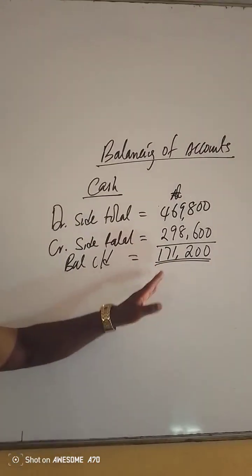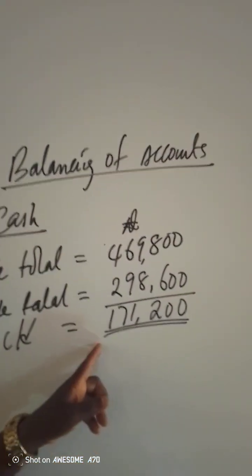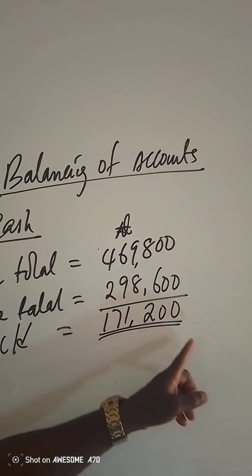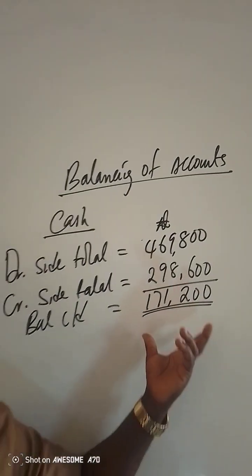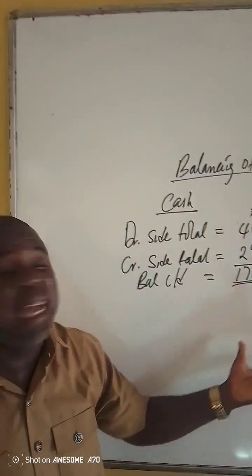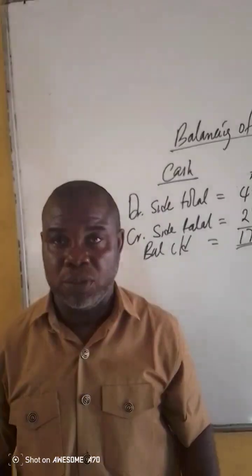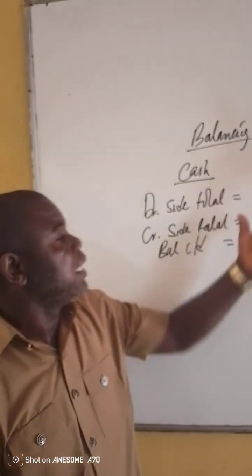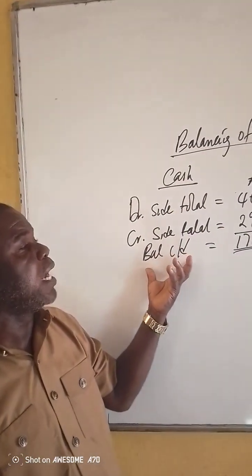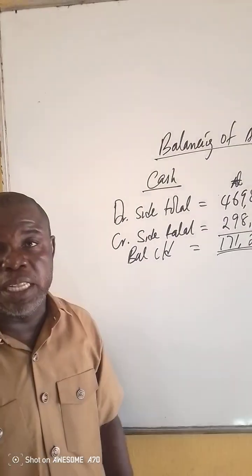So look at the difference. If you deduct, you discover the difference is 171,200. So this is the difference. The difference is now called the balance carried down, and the difference is recorded in the side that has the smaller amount. And the smaller side amount is the credit side. So you now take this difference and record it in the credit side of the cash book.